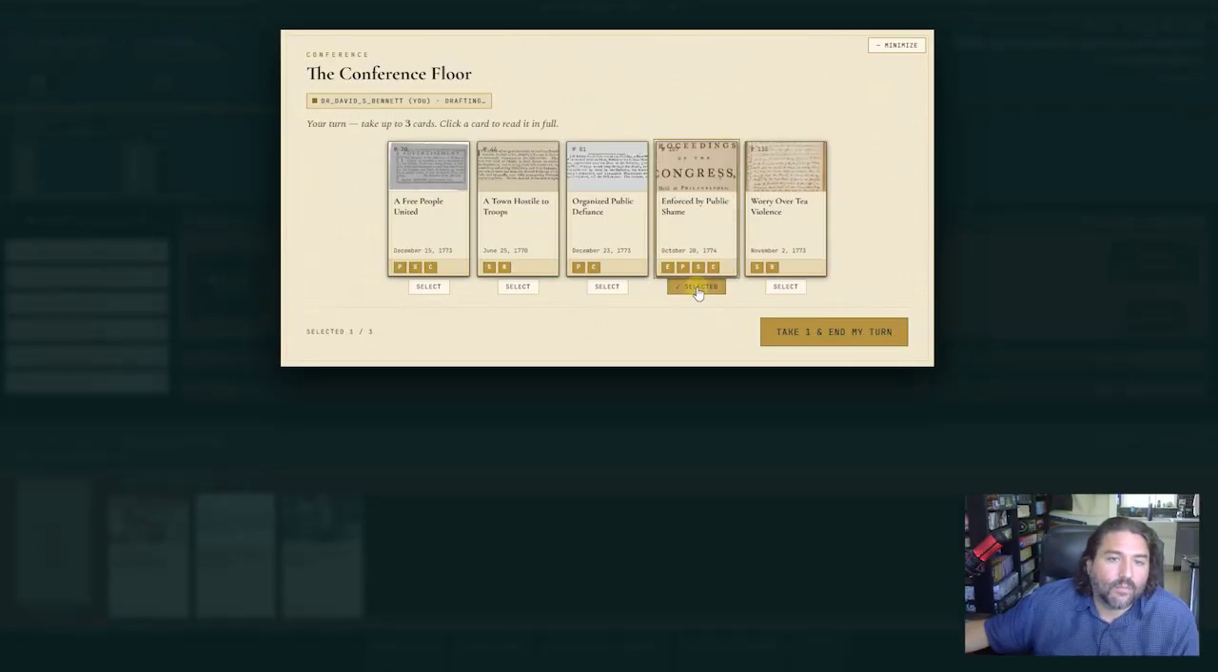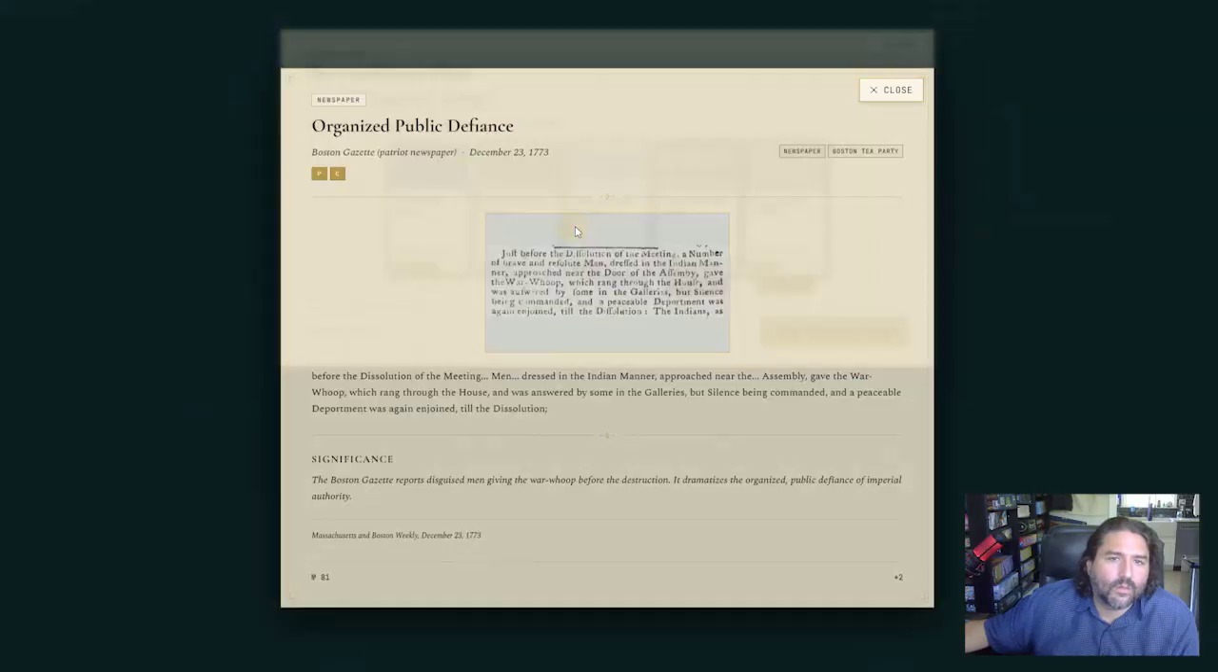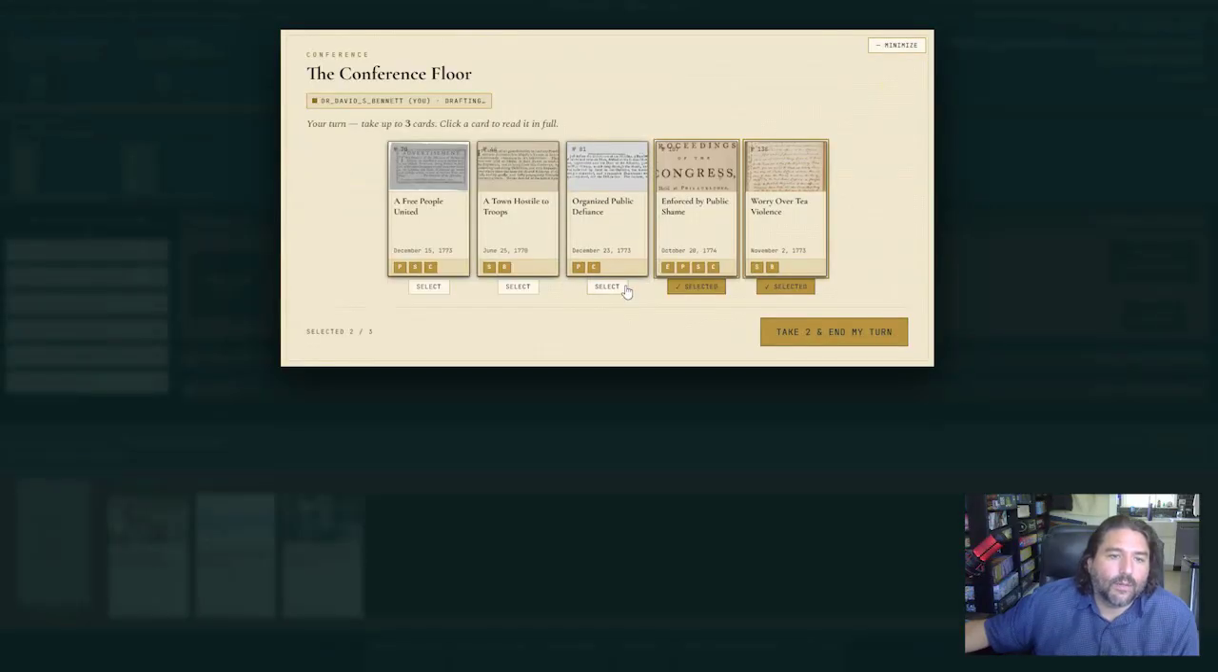Boycott. That matches the other one. So I think I'm going to definitely pull that. I can pull up to three. So this is about tea. Isn't there another Tea Party one? Ah, yeah, I'm going to build this.